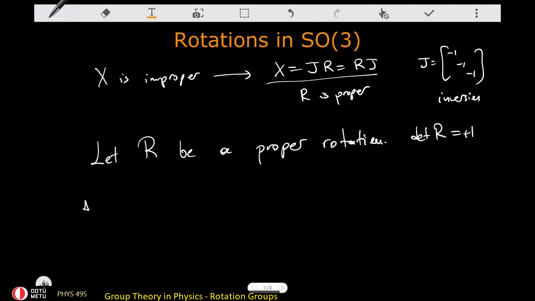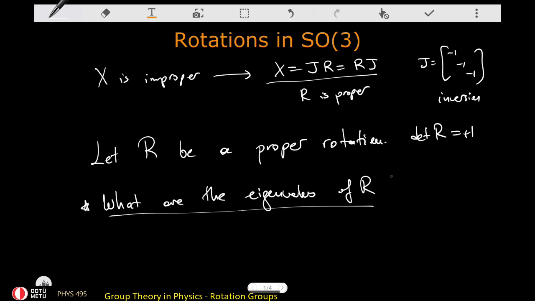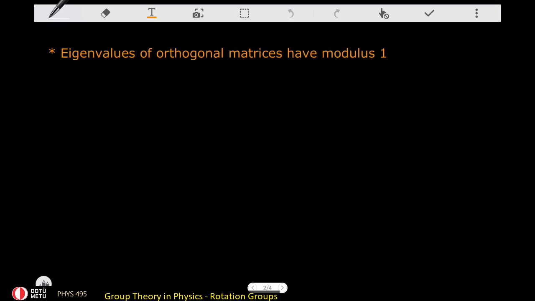So the next question that I'm going to ask is: what are the eigenvalues of R? This is going to give us a lot of information about the corresponding rotation. It's not a question that we usually ask when we are met with a matrix, but this is going to give us some geometric information. So I'll say something about the eigenvalues. Let's just start with some of the things here.